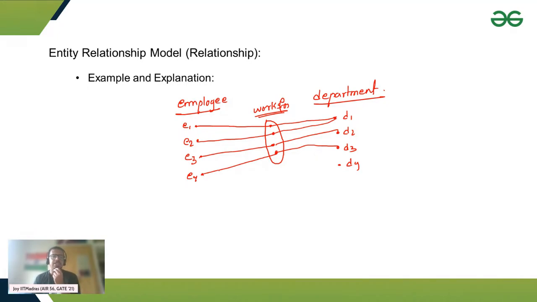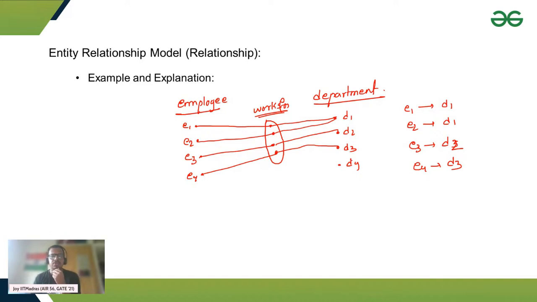The key feature is that every employee, if you look carefully, is working for exactly one department. There is no case where one employee is working for multiple departments, right? E1 is working for D1, E2 is working for D1 again, E3 is working for D2, and E4 is working for D3. So you can see every employee works for exactly one department.